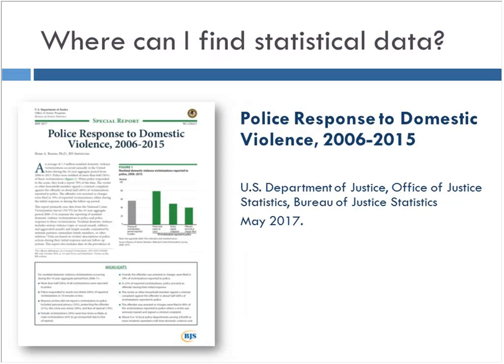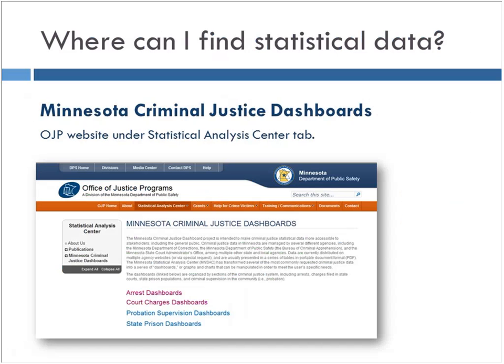But I do want to touch on the fact that there are some other places to look for data. Here's a new one from the Bureau of Justice Statistics about police response to domestic violence, a good source of data overall about DV. And then there's a new source on the OJP website, our criminal justice dashboards, where there's one place you can go to look at arrest information, court charges, probation, supervision, and state prison.